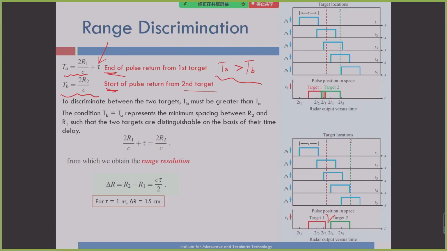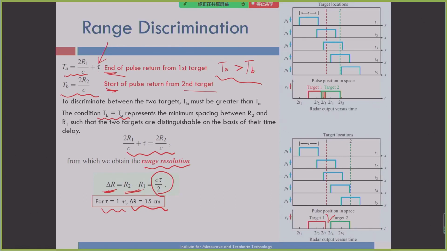But the critical point is TA equals TB, alright? So the critical point is this one. And then from here, the distance between R1 and R2, the difference for the R, becomes this term. This is called the range resolution. So this is the definition for the range resolution of the radar system. And if the pulse length is 1 nanosecond, the range resolution can be 15 centimeters.